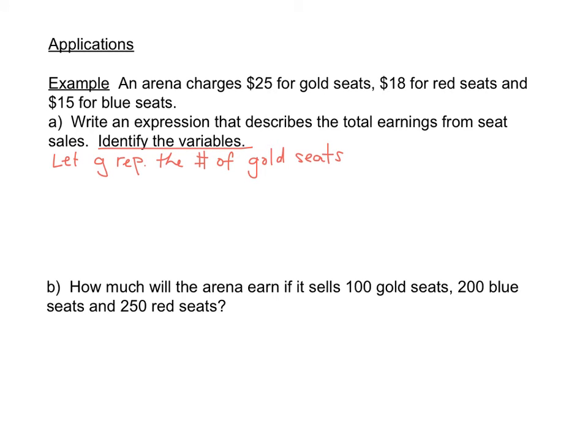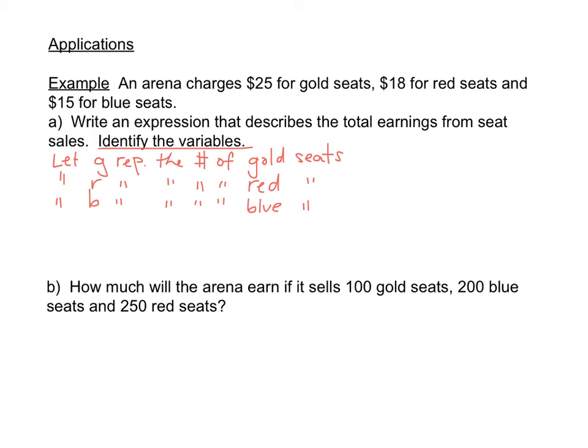All right. Then we're going to say let R represent the number of red seats. And then let's say let B represent the number of blue seats. Oh, well, I didn't need to write that down, but I did. But let's just keep it with continuity, and we'll just use the ditto signs.